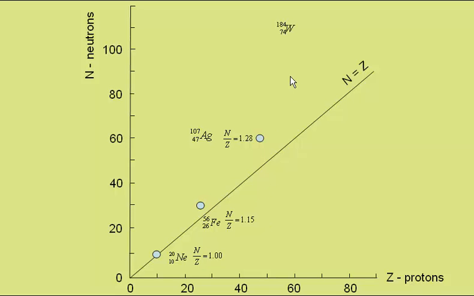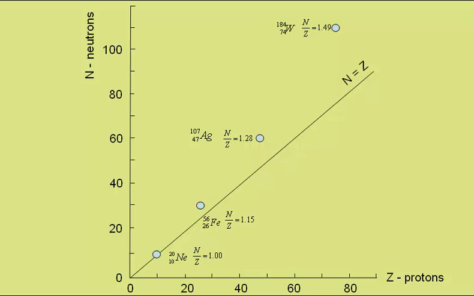Finally, up here we have tungsten 184. This has 74 protons and 184 minus 74, which is 110 neutrons. It appears here, and doing the number of neutrons divided by the number of protons gives us now 1.49.